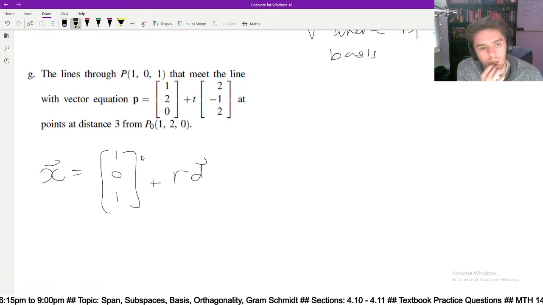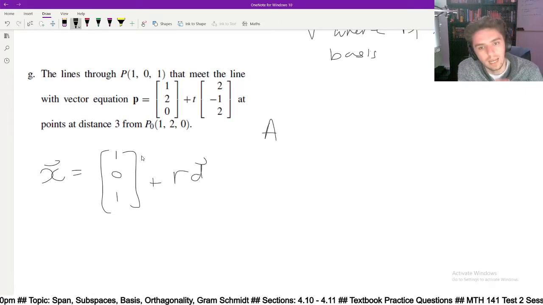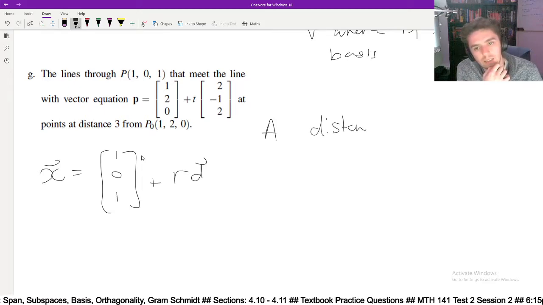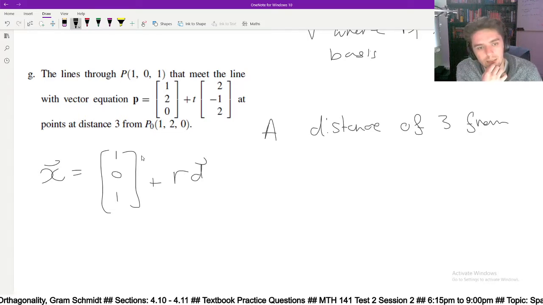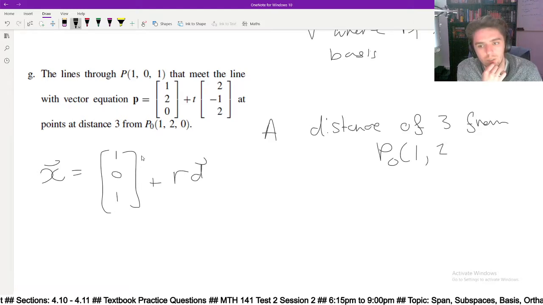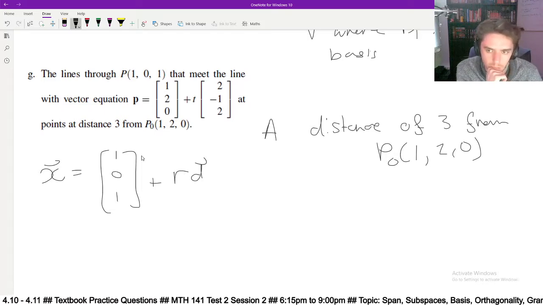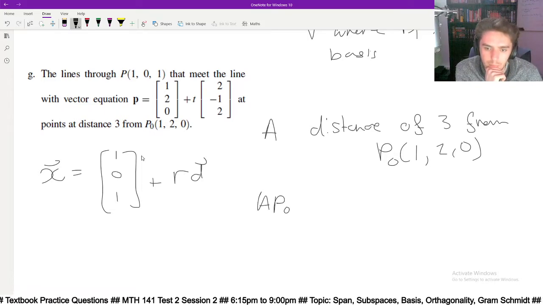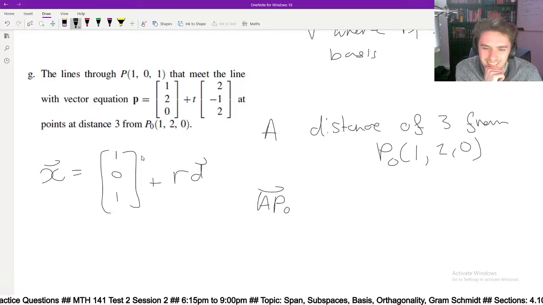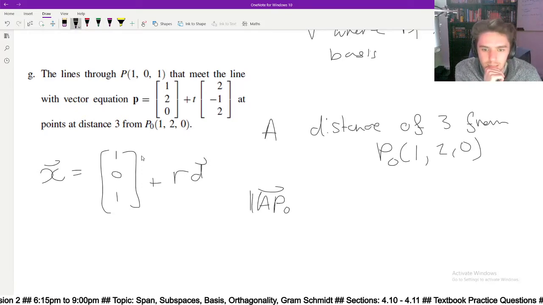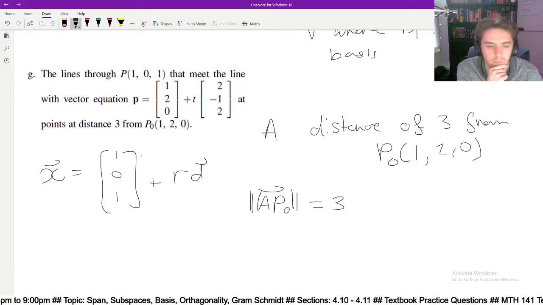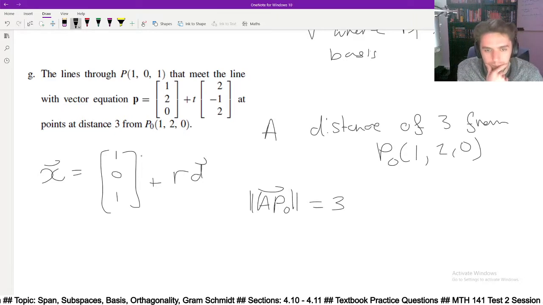So we want to hit a point A that is a distance of 3 from P naught, which is (1, 2, 0). In other words, it's going to be difficult to say, I'll just say AP, I guess. The magnitude of this equals 3. What do I do with that?